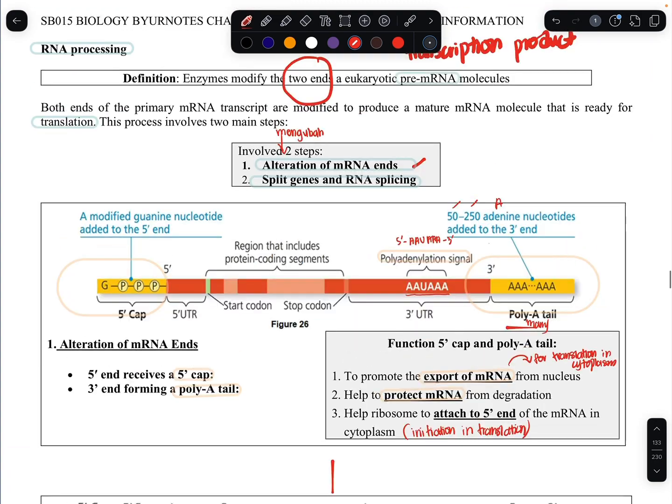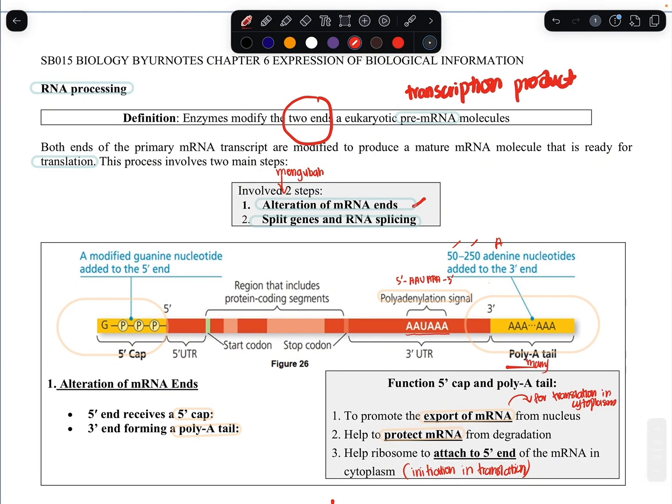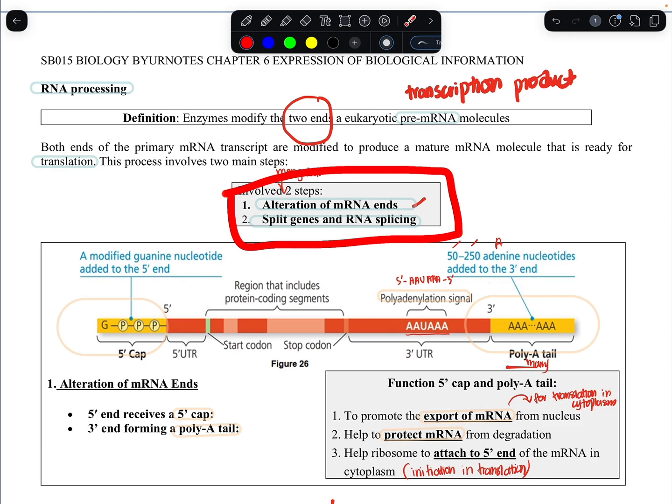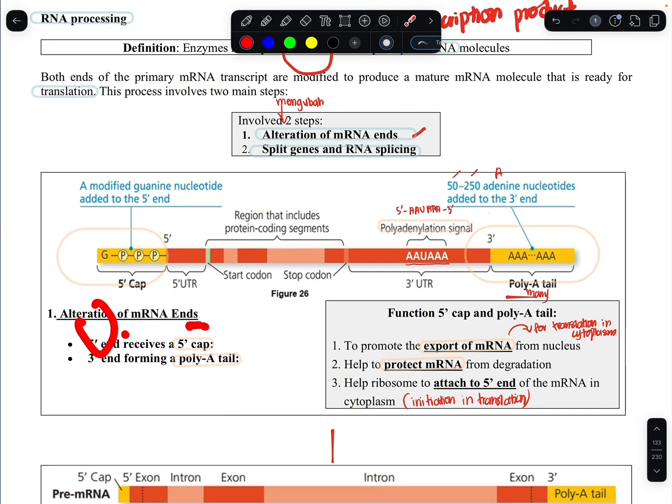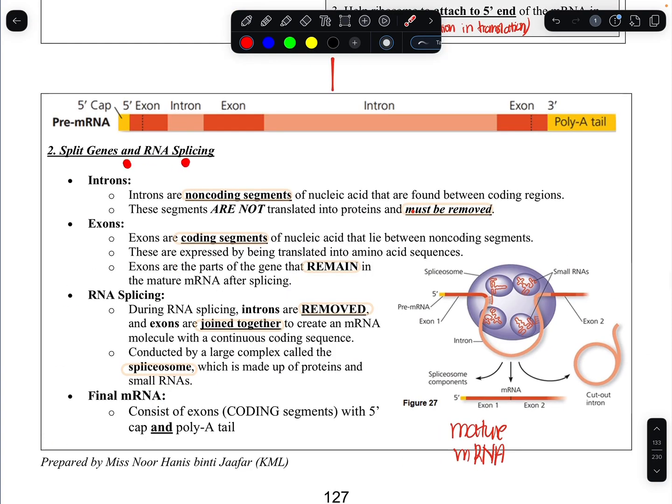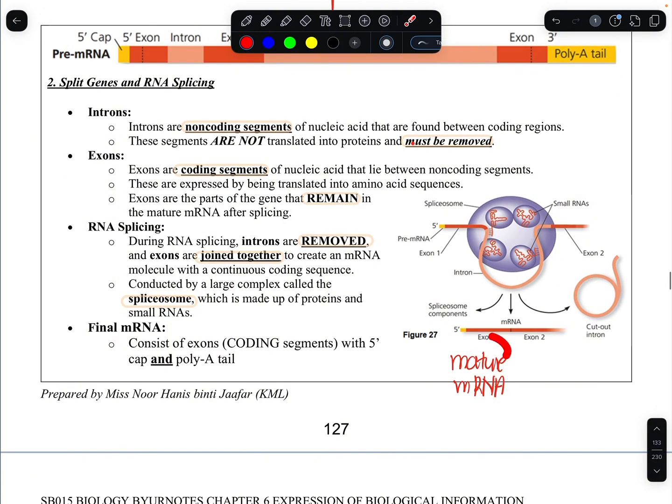Okay, so that's all for this video. Let's try to recall. Before we do translation, which is after transcription, we have to process the RNA. So we call it as RNA processing. RNA processing ada dua step. Satu, kita alteration of mRNA ends, di mana kita tambah 5' cap dekat 5' end. And then we add poly A tail to 3' end. So that's the first one. The second one, we will do split genes and RNA splicing, where we will remove intron and we will join together the exon by using spliceosome. And now we will have the mature mRNA.